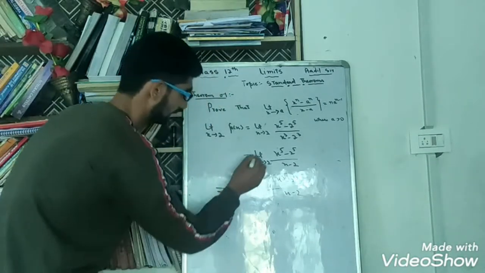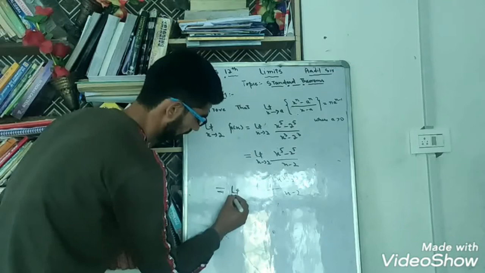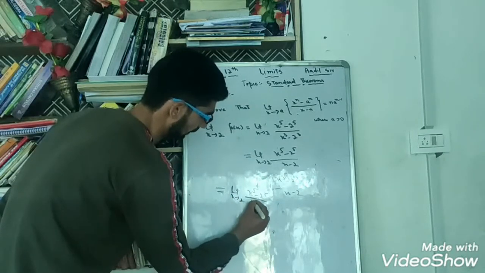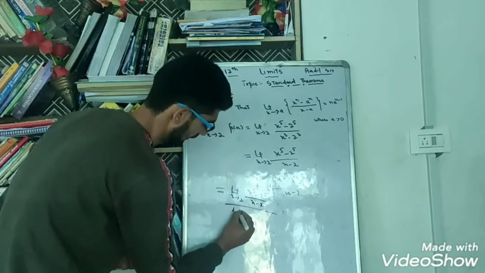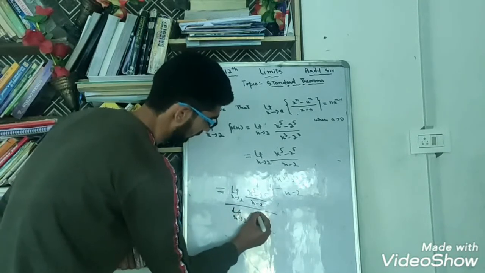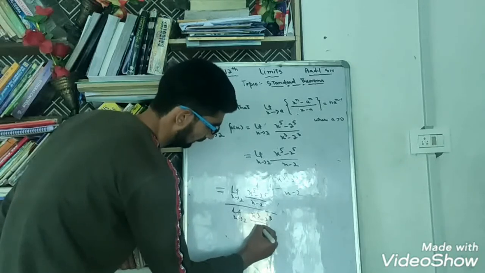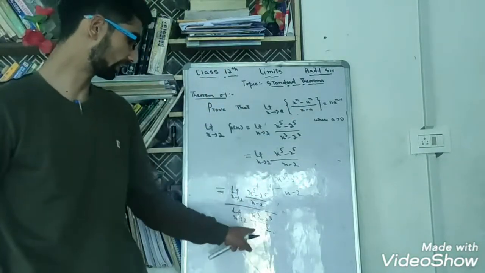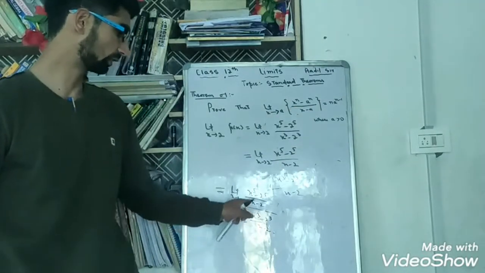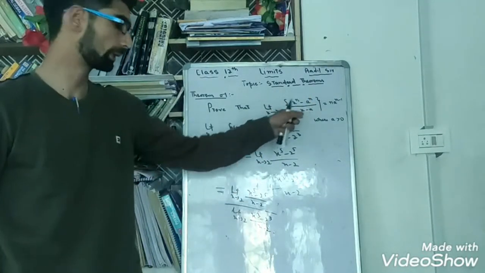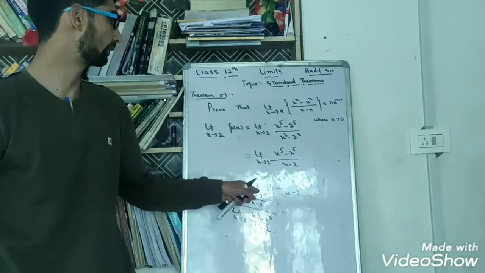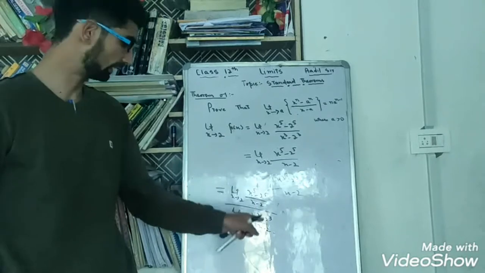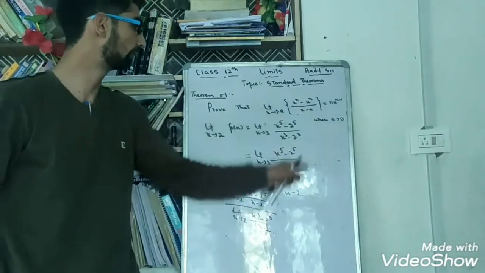This will be equal to beta, limit x tends to 2 of x raised to power 5 minus 2 raised to power 5 divided by x minus 2, and then limit x tends to 2 of x raised to power 3 minus 2 raised to power 3 divided by x minus 2. Now when we compare this f of x to this and this g of x to this, we are getting these two functions same as this function, but here we have something different. Here a is 2 and n is 5.